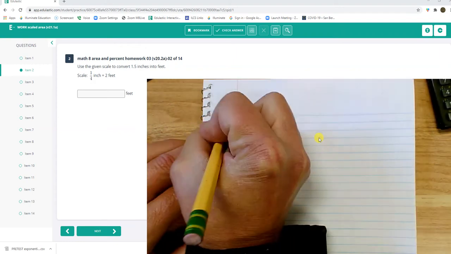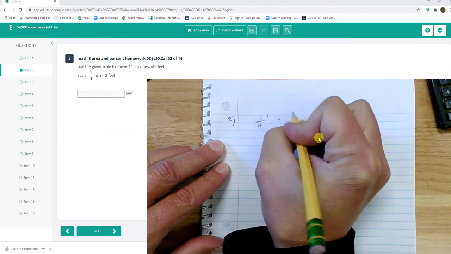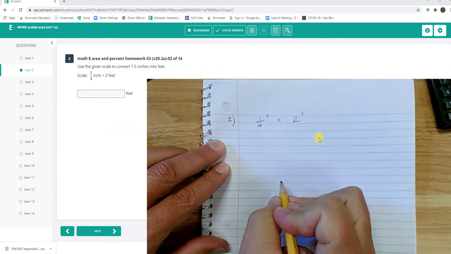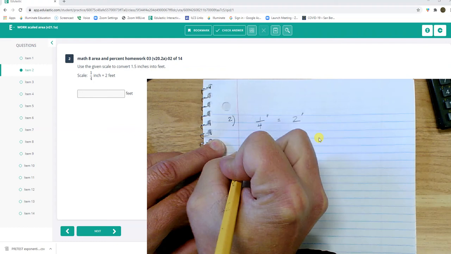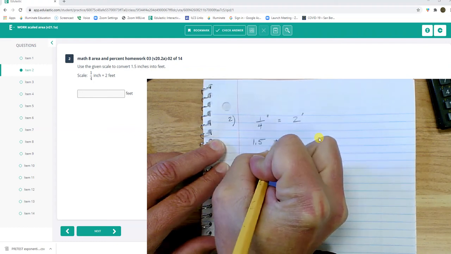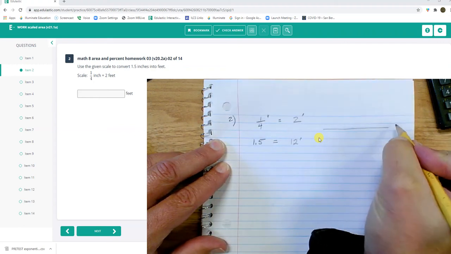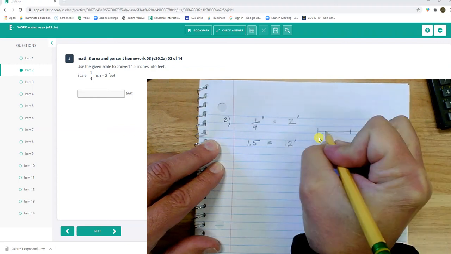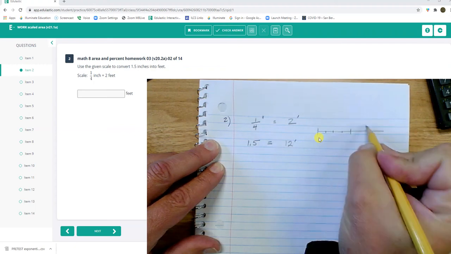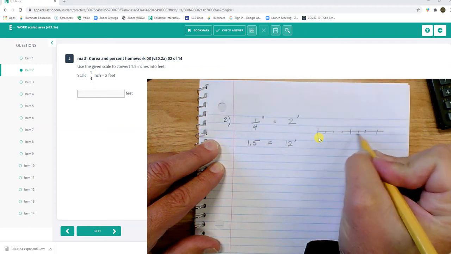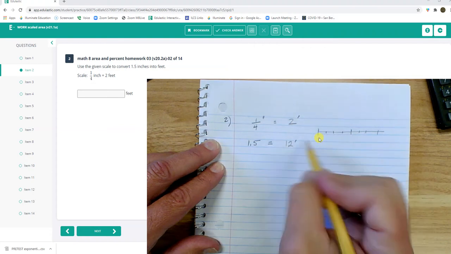So question number 2, I have 1/4 inch equals 2 feet. So 1.5 inches, that's six 1/4s, right? So 1.5 equals 12 feet, right? Because that's a fourth plus a fourth plus a fourth plus a fourth plus a fourth plus a fourth. It's six 1/4s, so it's six 2s. 2 plus 2 plus 2 plus 2 plus 2 plus 2, which is 12 feet.